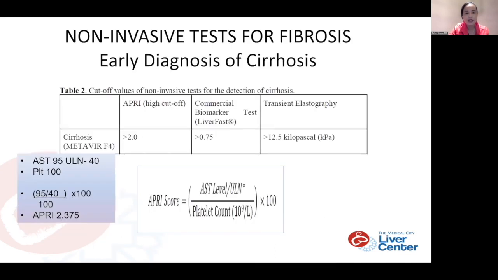So if you remember the values earlier, this is how we check for cirrhosis through using the APRI score. So for the APRI score, you just need your AST and your platelet count, which we had in this case. And if you plug in the AST, you get an APRI score of more than 2. So when your APRI score is more than 2, the chances of having liver cirrhosis is increased. So this patient most likely has cirrhosis. We have evidence based on his ultrasound and his APRI score now.